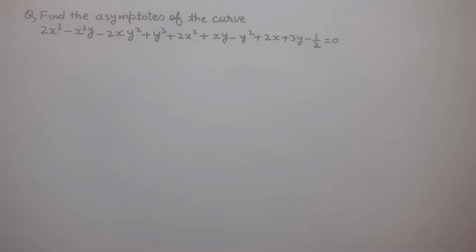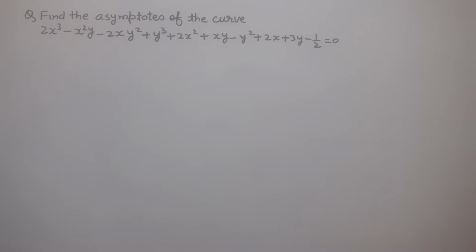Students, in this question we have to find the asymptote of the given curve 2x cube minus x square y minus 2xy square plus y cube plus 2x square plus xy minus y square plus 2x plus 3y minus 1 by 2 is equal to 0. We have to find the asymptote of this algebraic curve by the shorter method.